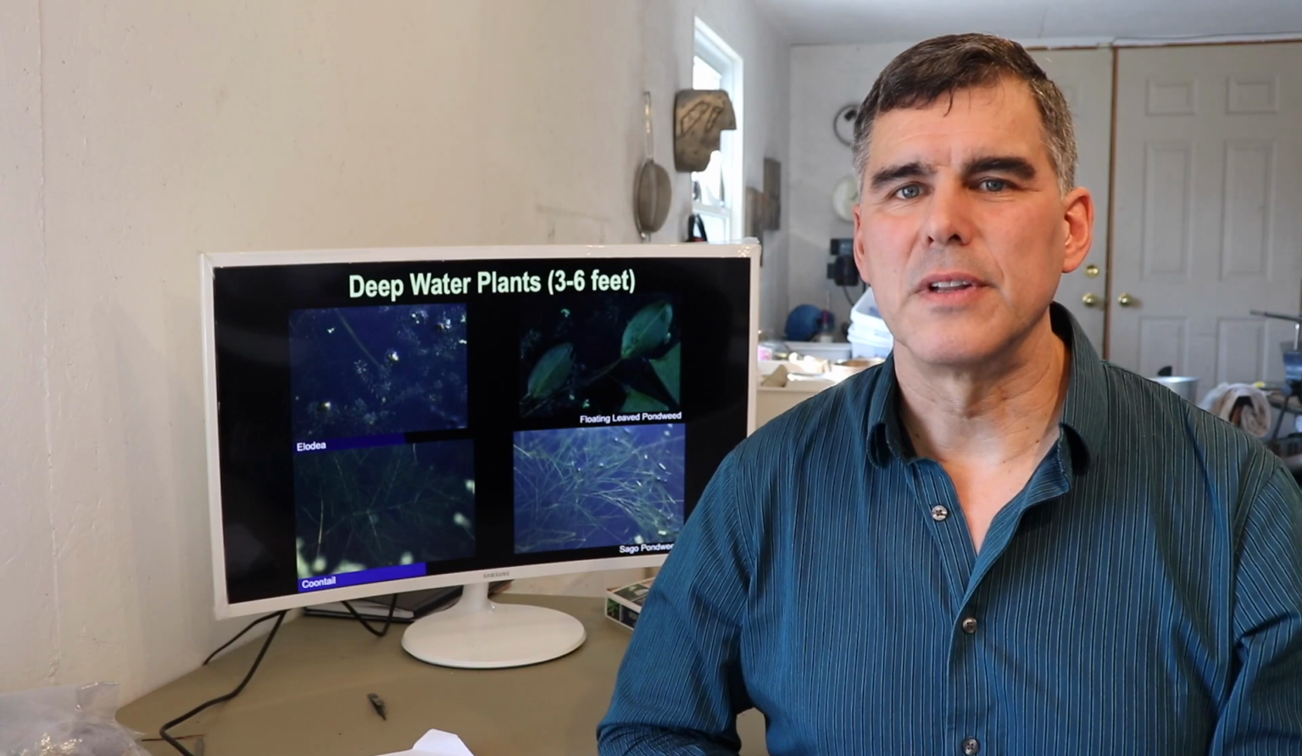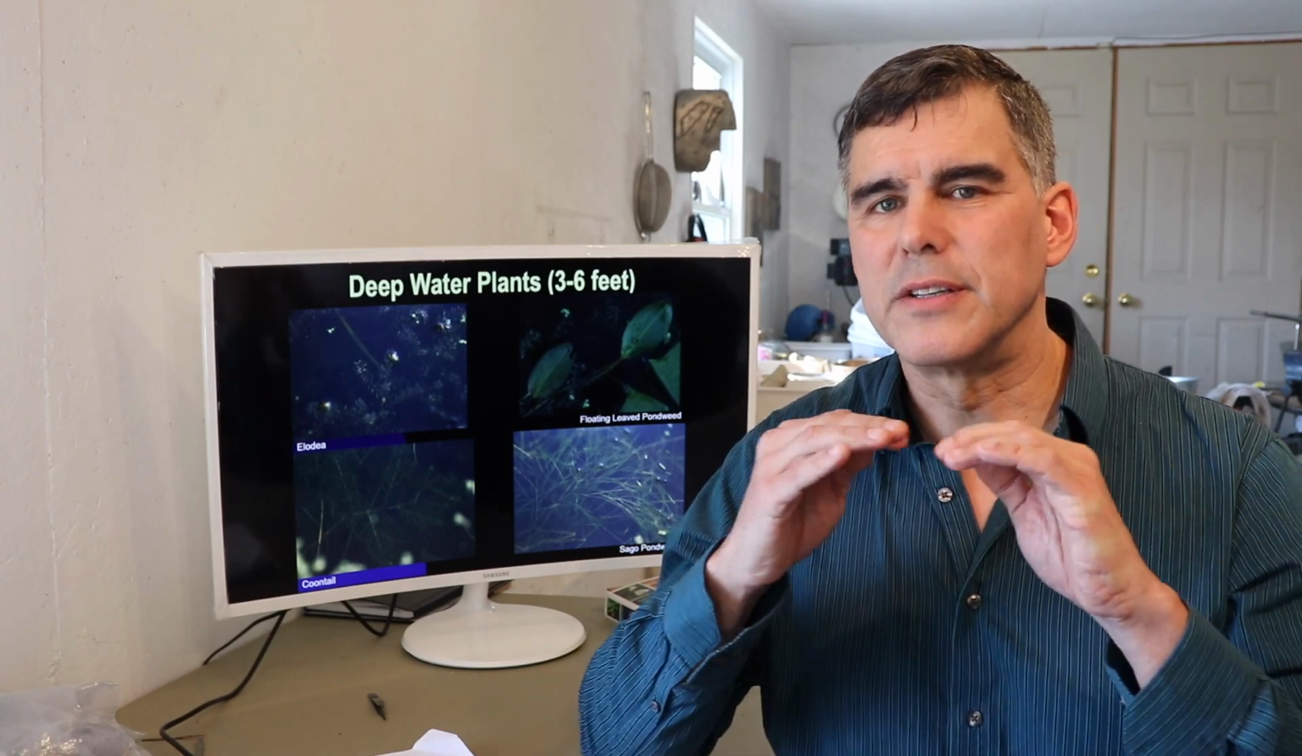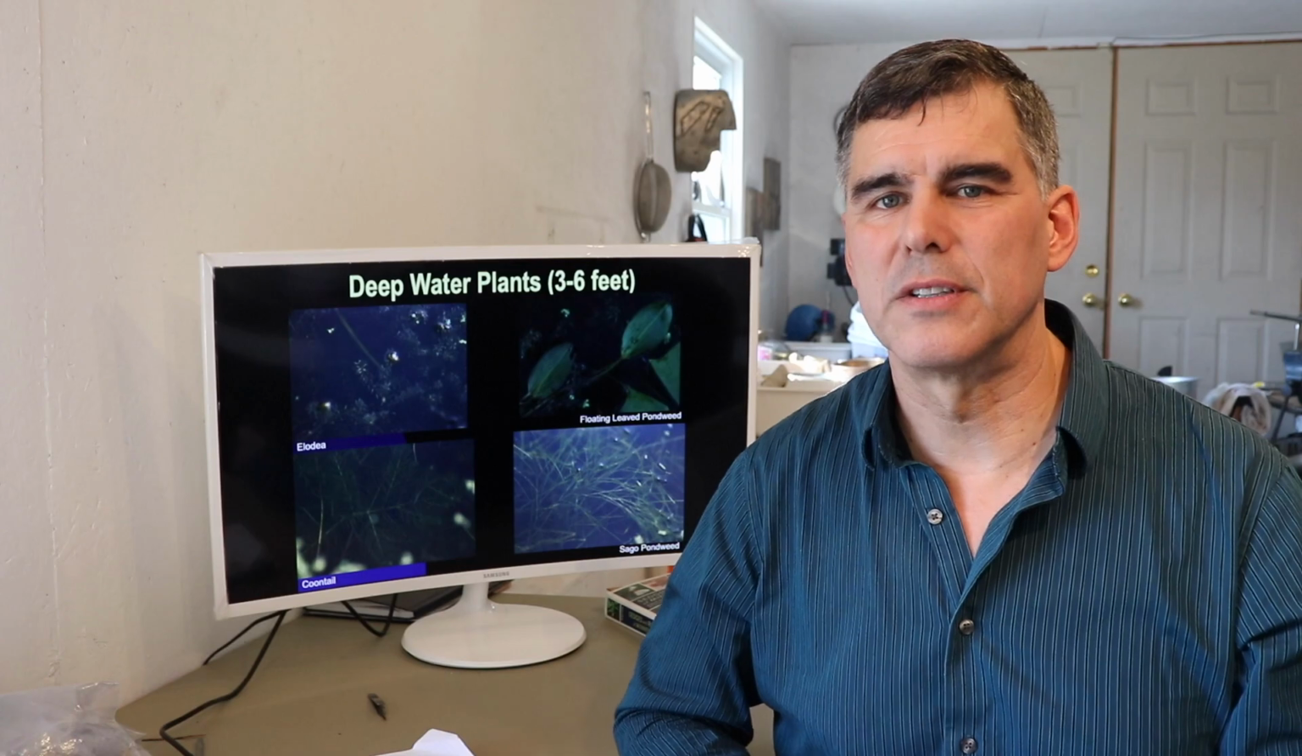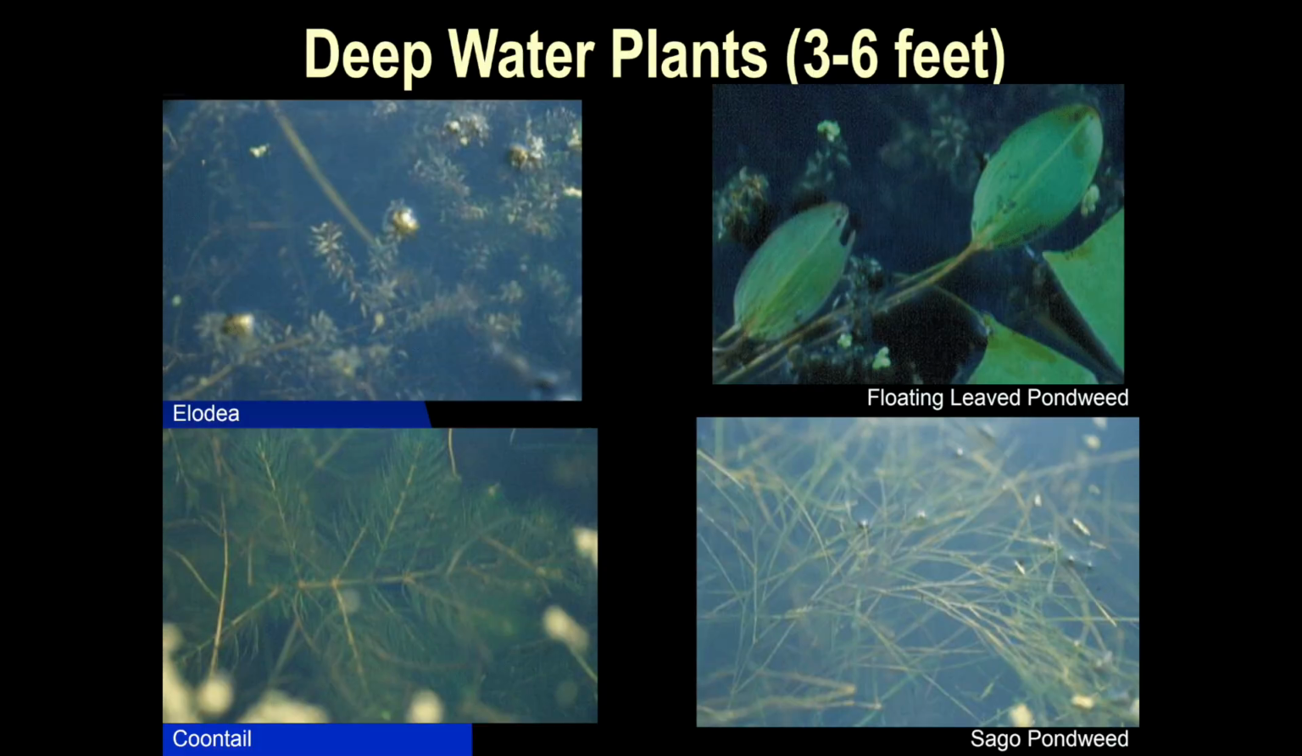I talked about the different levels in the ponds and the different gradients that allow different plants to grow. So let's take a look at some of the plants that are growing in those different depths.